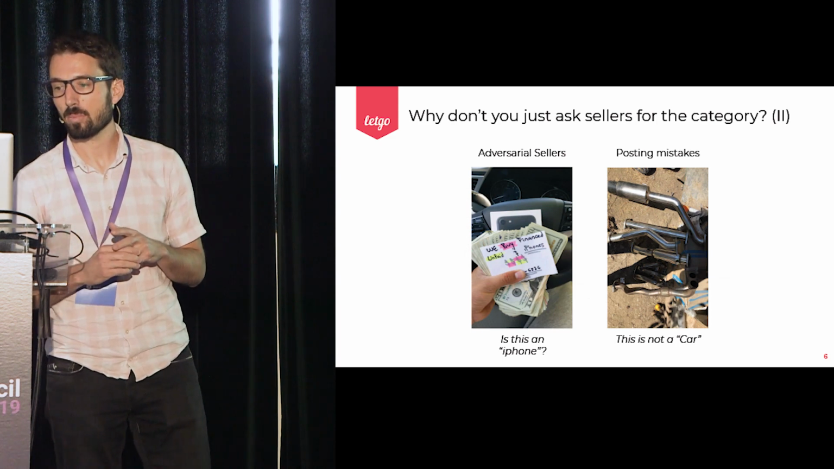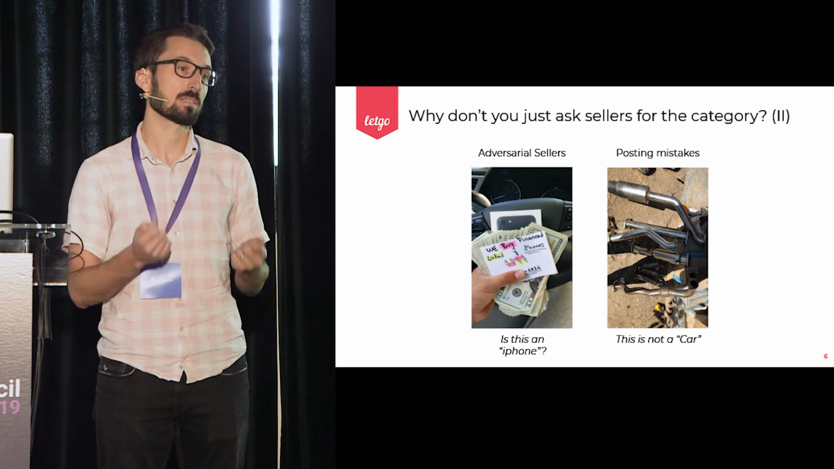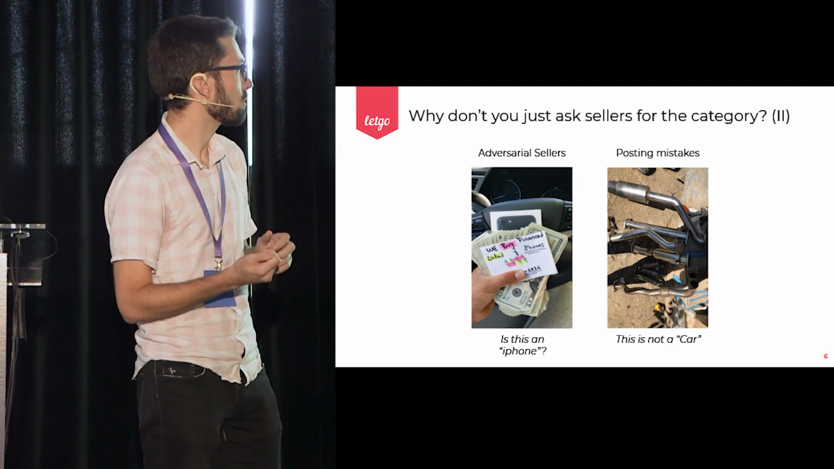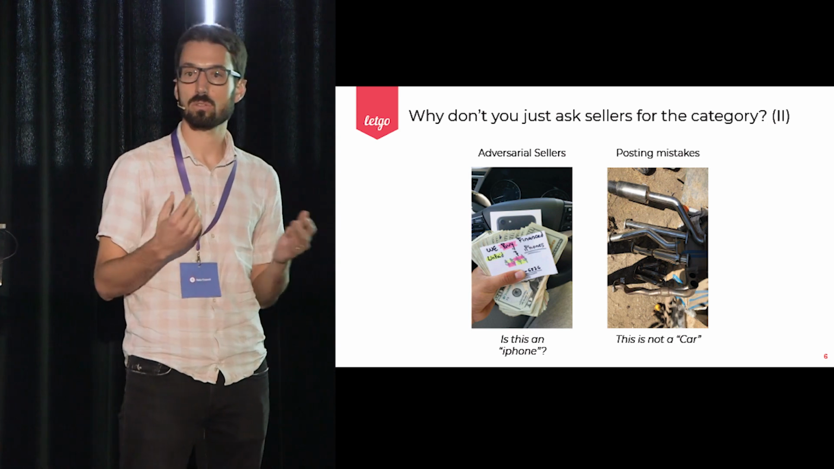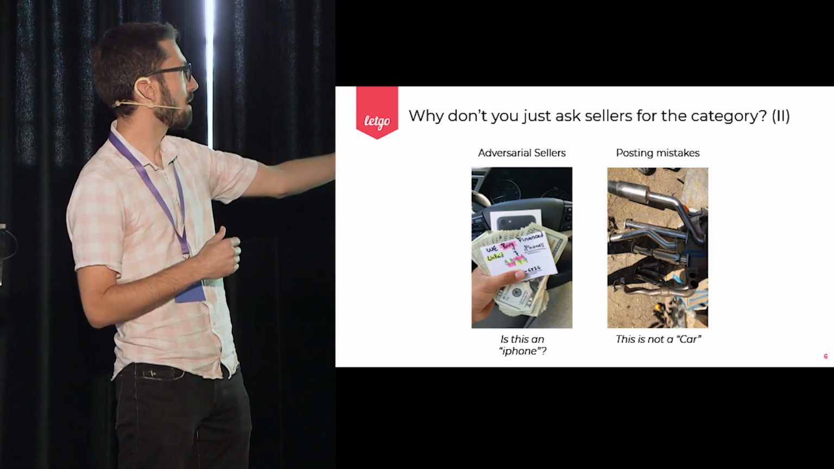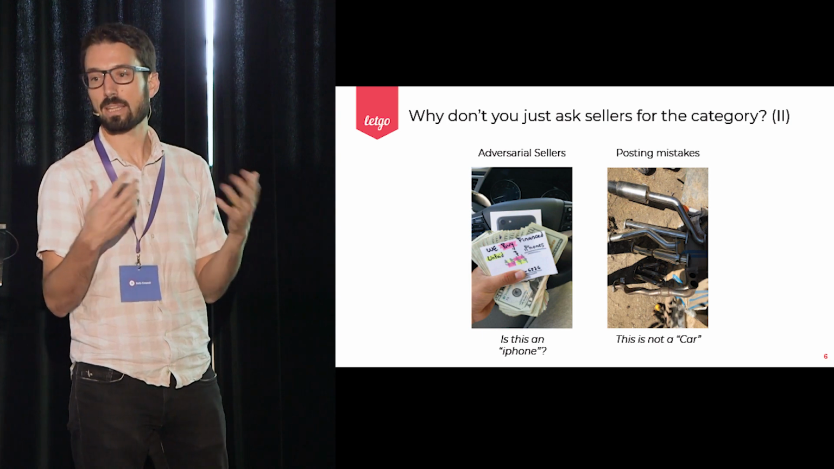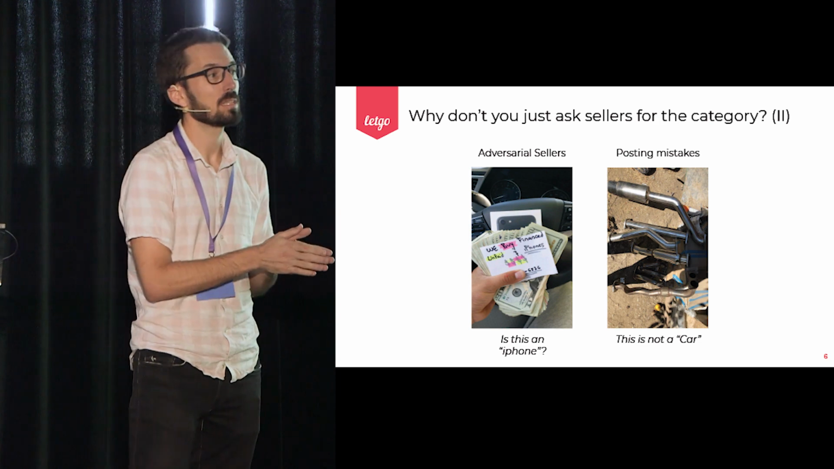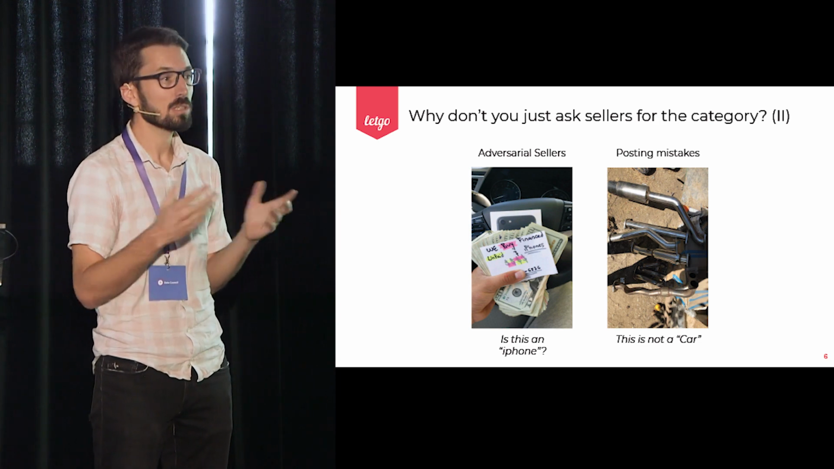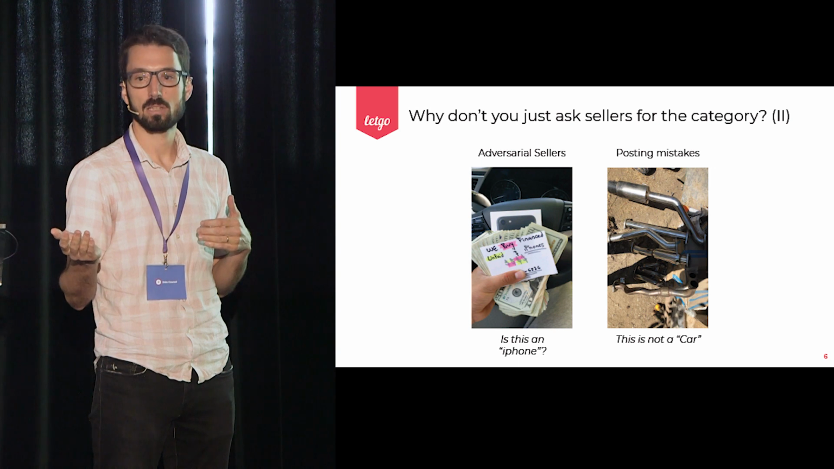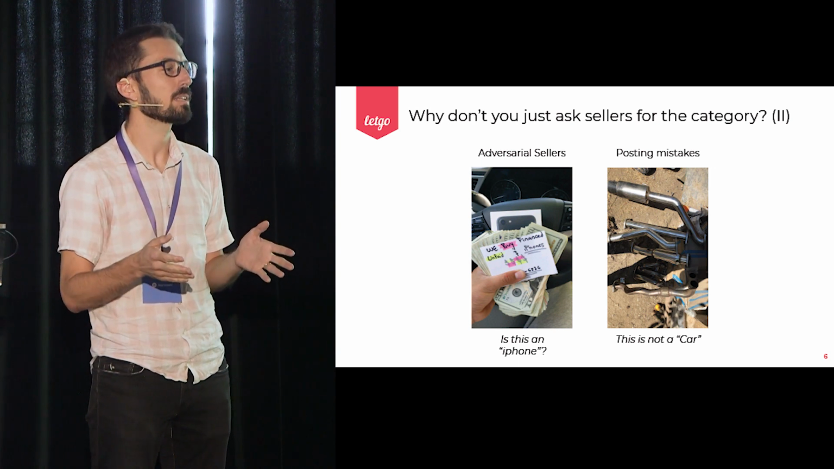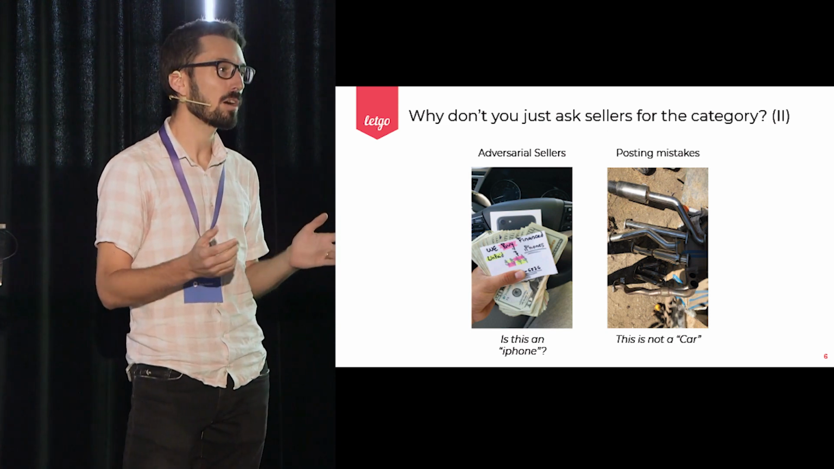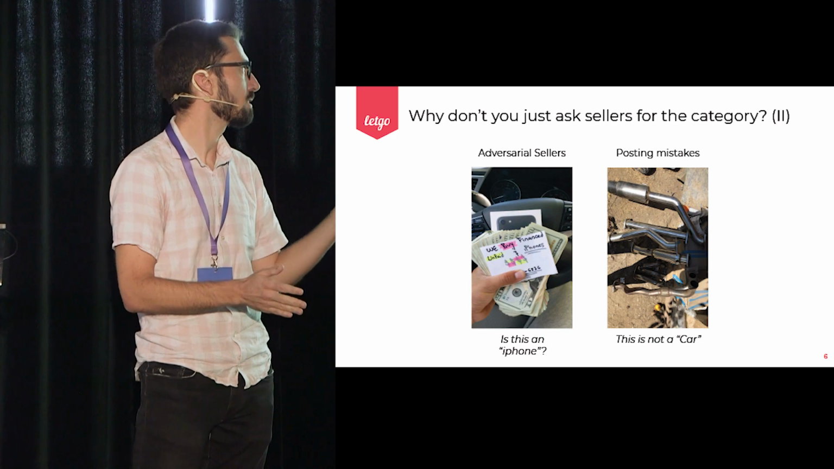On the other hand, there's another problem, which is that if you ask sellers, they may not give you the appropriate category. One of the reasons they may not do so is because they are adversarial, for instance. So they are trying to, in this case, buy iPhones. And in order to get as much exposure to their listing, which is a service, I buy iPhones, they may place it in the iPhone category. Another reason is that categories are sometimes complex, and it's not clear to the sellers where they should categorize their item, right? So here, for instance, I posted a listing that was categorized as a car, when in fact it's a car part. This is an engine.